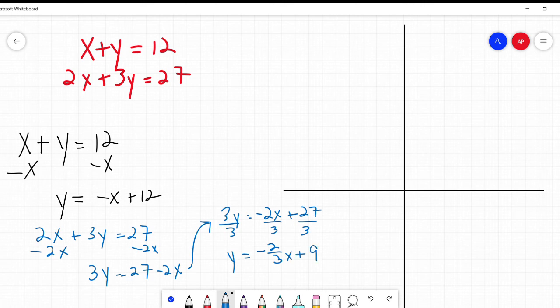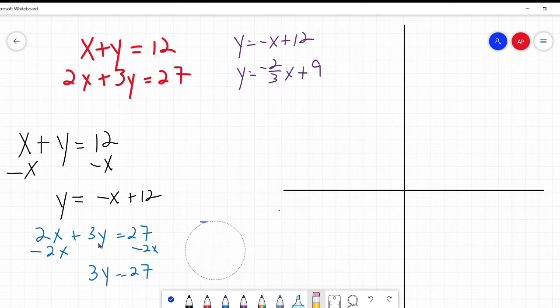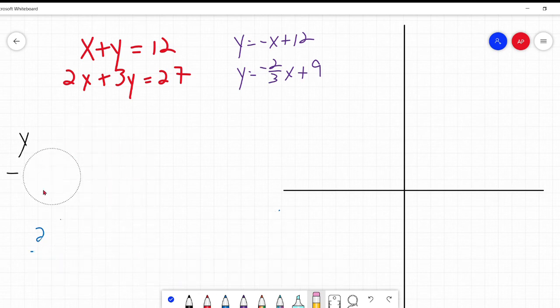I went through that kind of quickly, but just wanting to get our two lines. So I'm going to write these up here. So now I have y equals negative x plus 12, and I have y equals negative 2/3 x plus 9. Okay, so I'm going to erase this down here, kind of clean this up a bit.